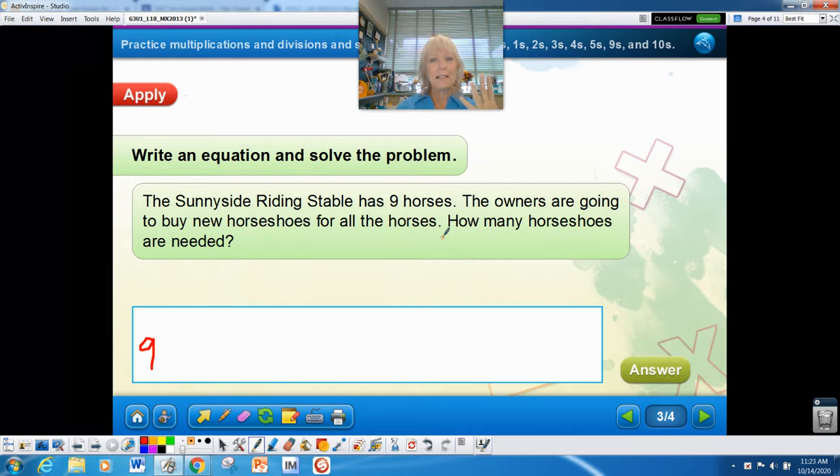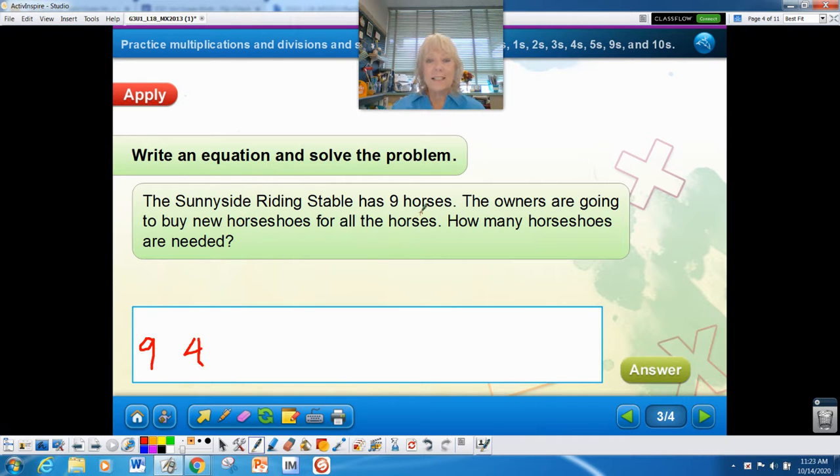So a horse has 4 hoofs, and he is going to need a shoe for each one of those hoofs. So if he has 4 hoofs, he's going to need 1 horseshoe, 2 horseshoes, 3 horseshoes, and a 4th horseshoe. He needs 4 horseshoes. So every horse needs to have 4 horseshoes. So that is our second number. It is the number 4.